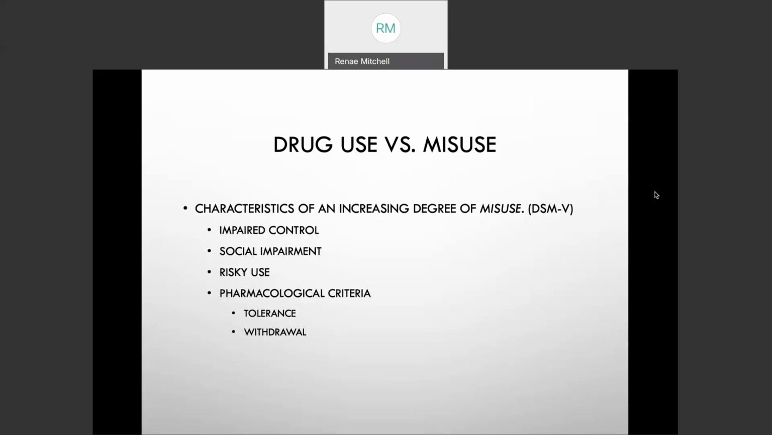And then also the presence of either tolerance or withdrawal. That more physiological addiction would tip the scales between a typical, not harmful, not illness level of drug use towards misuse or disorder.